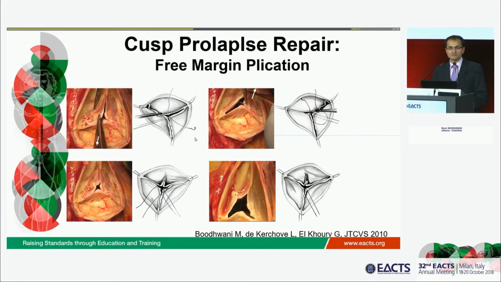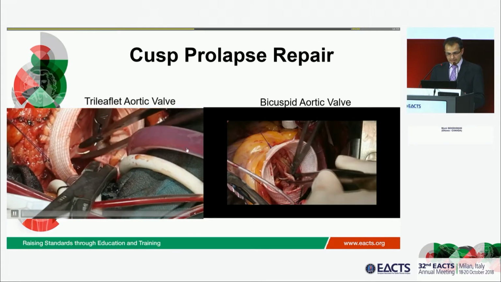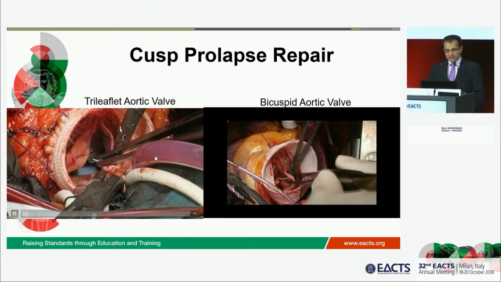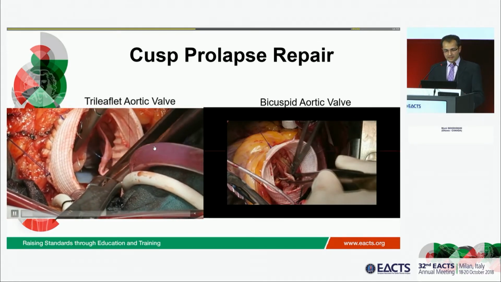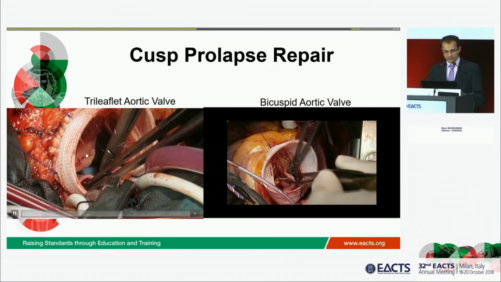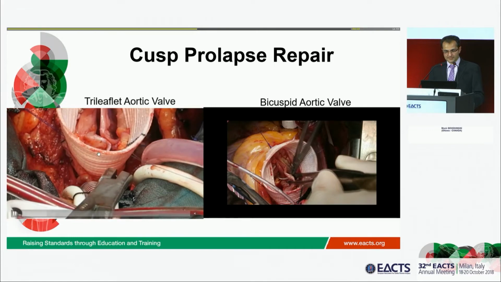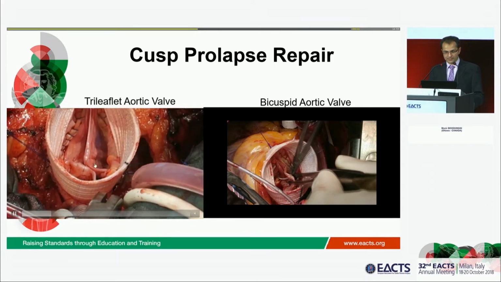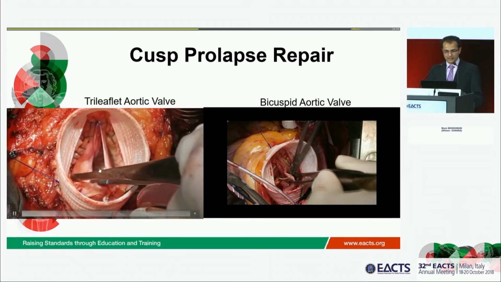Free margin plication is the most common technique, and I'll give you a short glimpse of this. Important for the free margin plication technique is the obtaining of a reference cusp. This is done in this case with a right coronary cusp prolapse. The other 2 cusps are used as a reference, and a suture is passed through the nodule of Aurantius of both of those cusps.